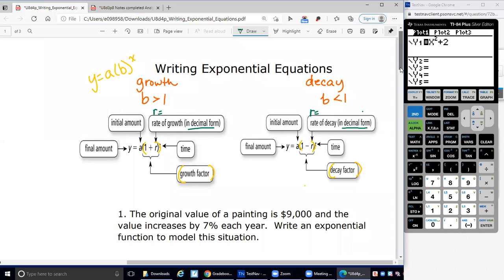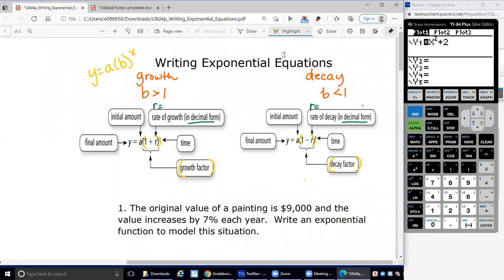All right. So let's look at this first question. We have the original value of a painting is $9,000, and the value increases by 7% each year. Increases is also an important word. Because we know we're talking about increases, we're probably talking about what? Growth or decay? Growth, right? We probably should use this one. We want to write an exponential function to model this situation. So I'm going to show you. This tells me that we're talking about growth.